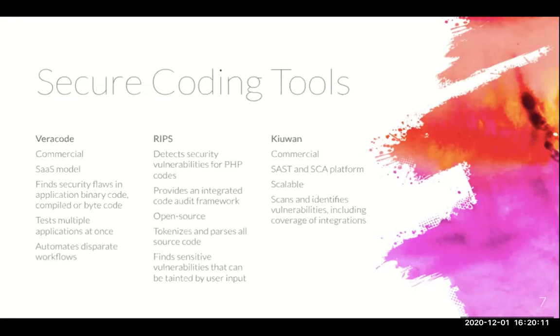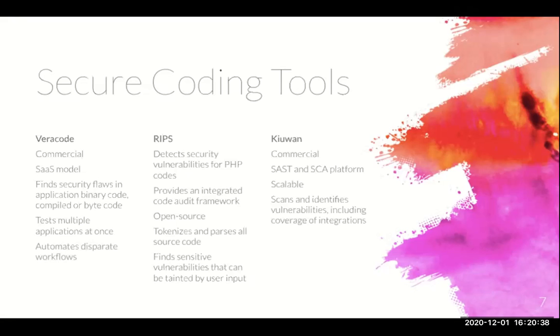The second one, RIPS, is to detect security vulnerabilities for PHP code. It provides an integrated code audit framework. It's open source, free. It finds sensitive vulnerabilities that can be tainted by user input. Using RIPS to find security issues is very effective. You will receive meaningful findings, so you are not wasting precious time.